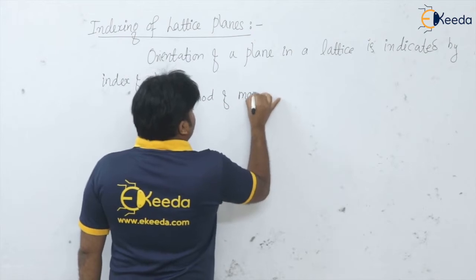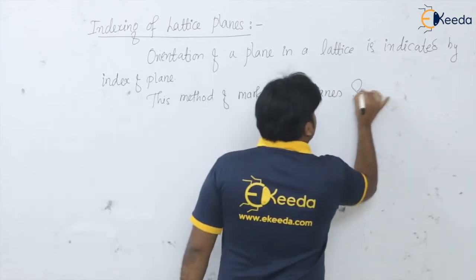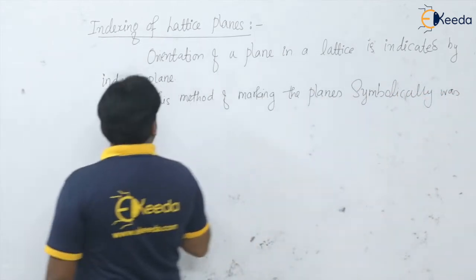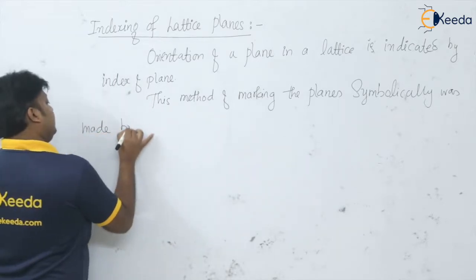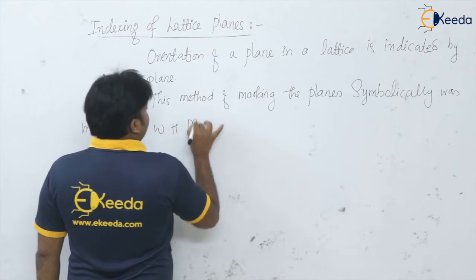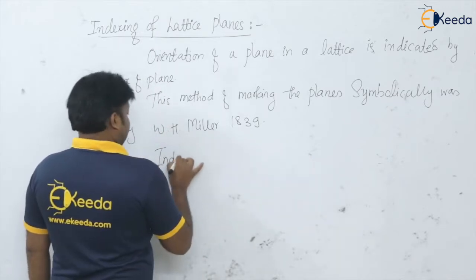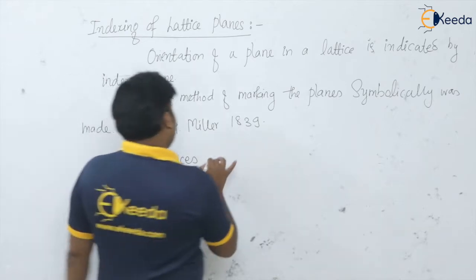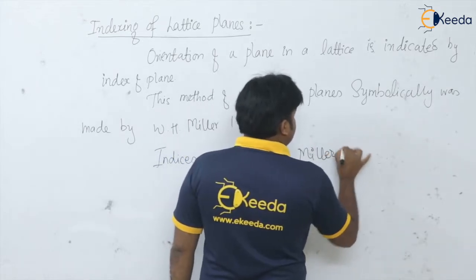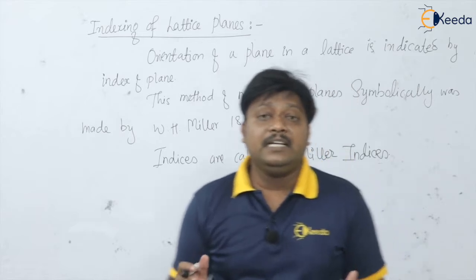And this method of marking the planes, how? Symbolically was made by the British crystallographer, the English crystallographer W.H. Miller in 1839, and therefore the indices or the index of planes are called as the Miller indices. The index of plane is called as the Miller indices.